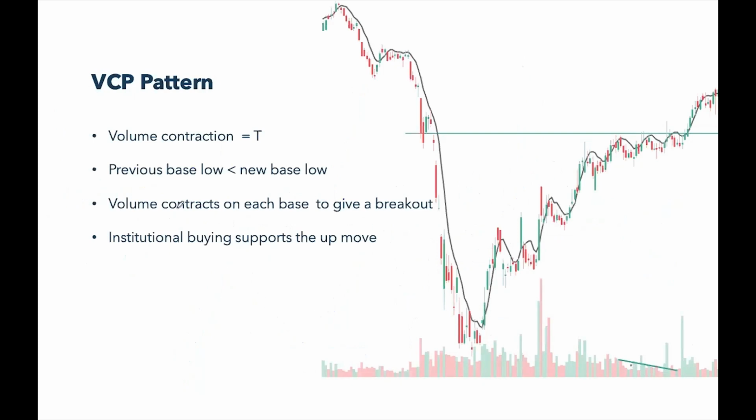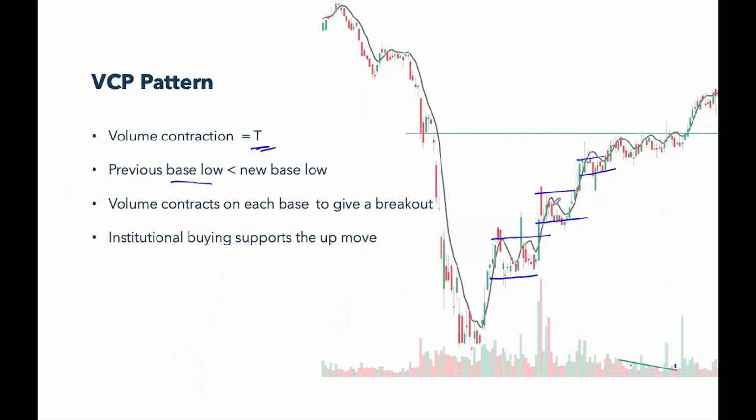Volume contraction is equal to T. We are just calling this a T. The previous base low, so let's say this is a base, and consolidation is called a base, will be less than the new base. Like this, you can see multiple bases are there. After a resistance, you can see the volumes are going down. These are called pivot points, and these are ideal buying levels in case you want to be part of these T's.